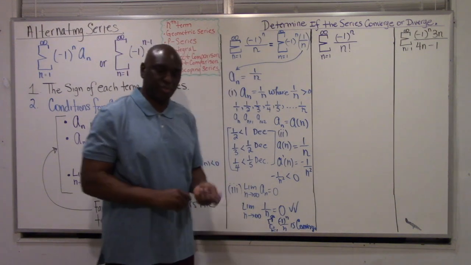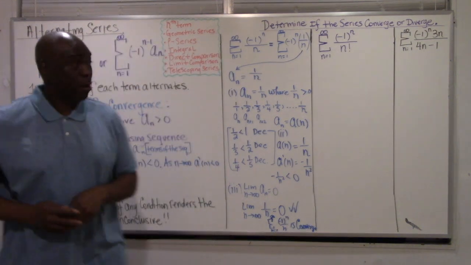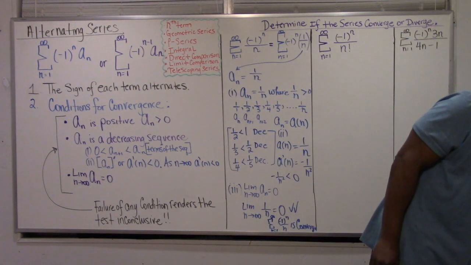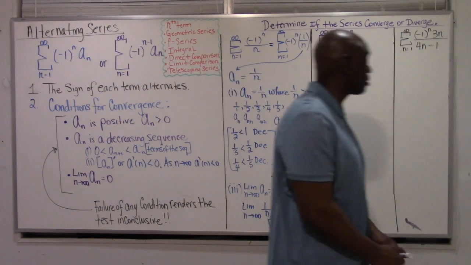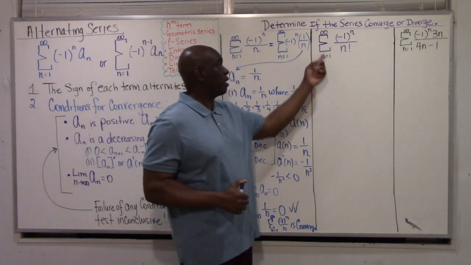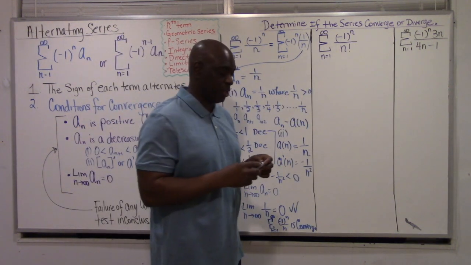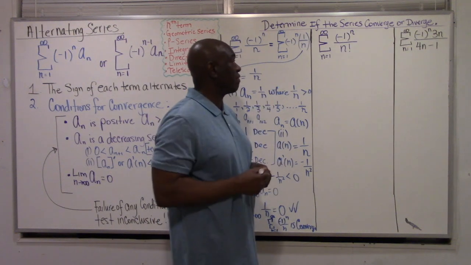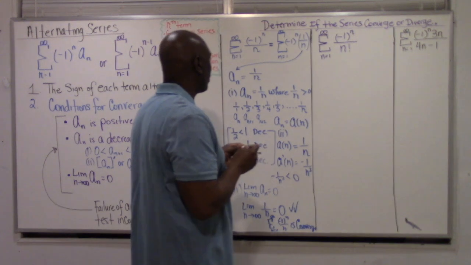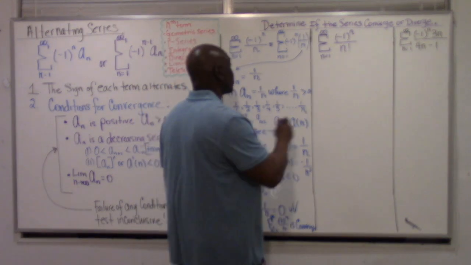It converges. Okay? All right, let's take a look at our next series. Let's see if our next series is going to converge. All right, so now we have the series n equals 1 up to infinity of negative 1 to the power of n divided by n factorial. Okay. Well, first off, let's take a look and see.